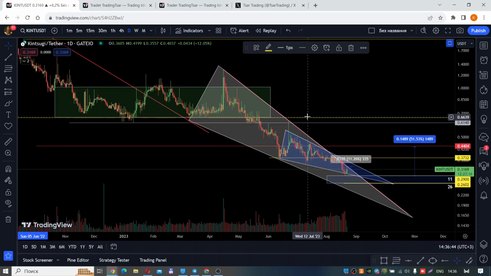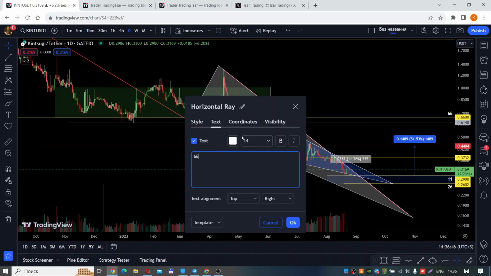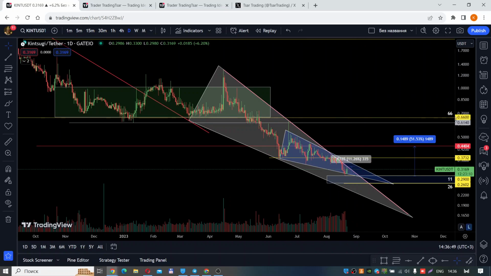66 is like a numerological support zone. It has meaning, and with numbers, manipulators are, let's put it this way, delivering the message to the traders and to the potential people with huge positions on this altcoin. So we've seen a breakout of this 66 level accumulation here.